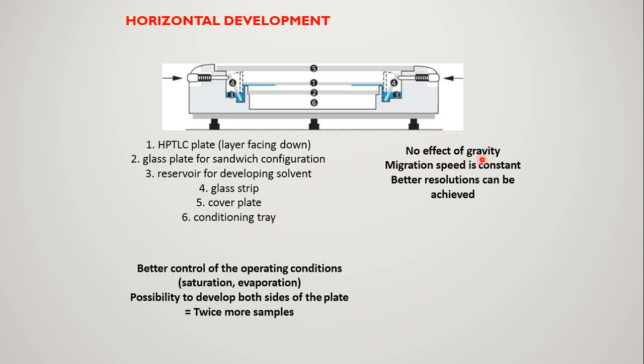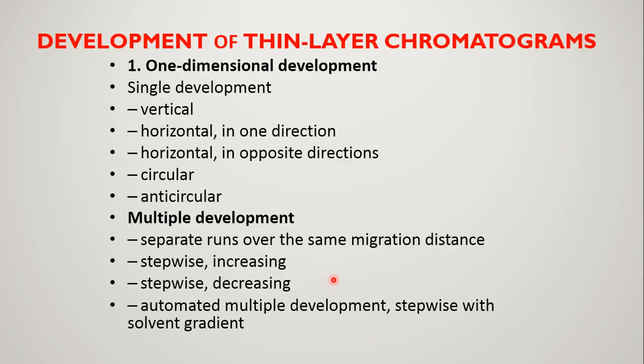In case of vertical development, there is an effect of gravity, which pulls down the moving mobile phase. So the separation takes more time. But in case of horizontal development, the effect of gravity is neglected, and the migration speed is constant and fast during this development, and we get better resolutions. So this is the horizontal development technique.